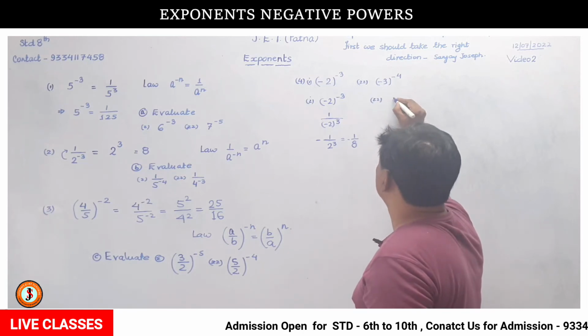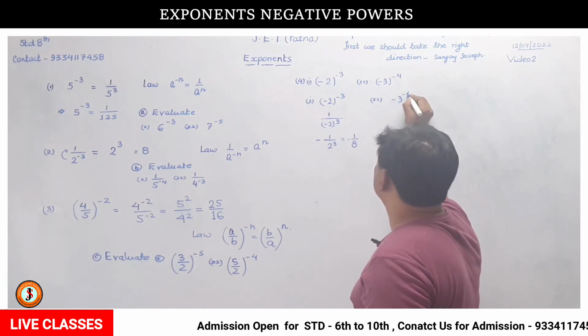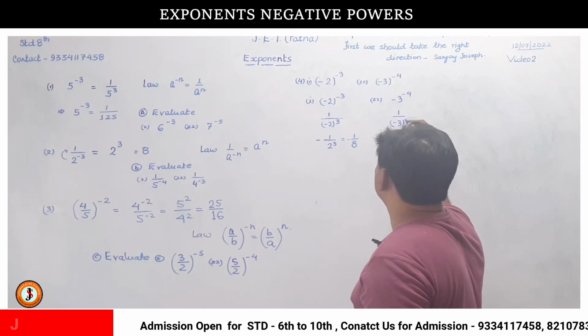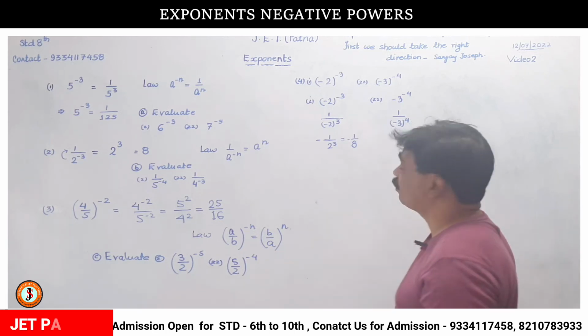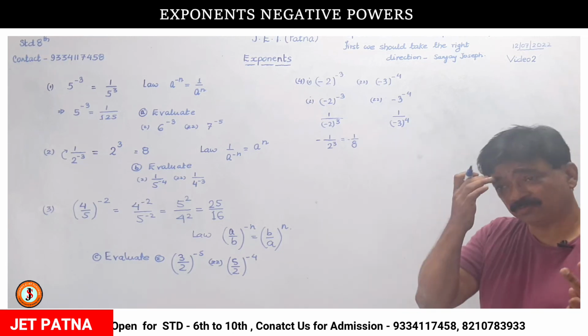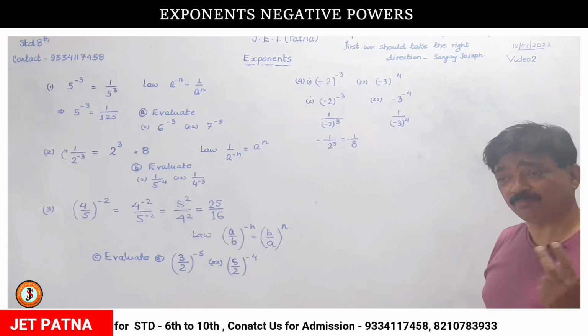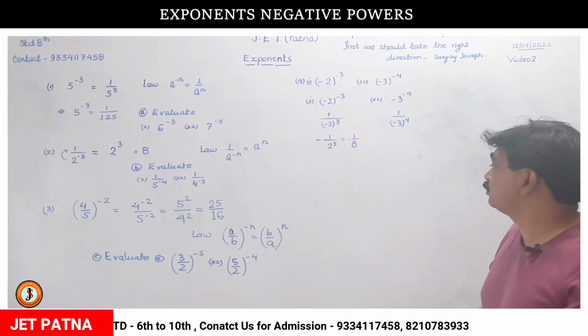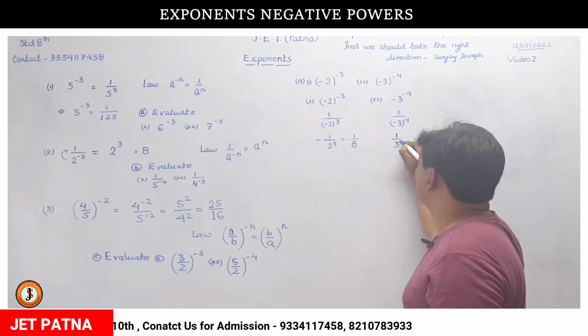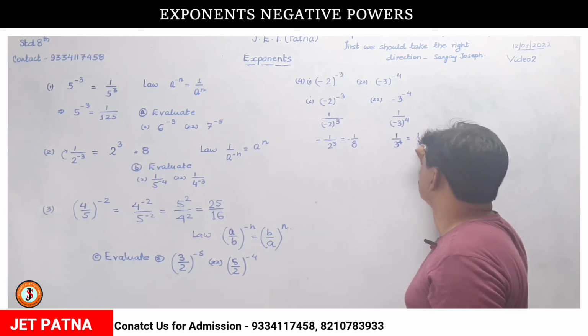But question number 2, have a look. What will happen? Minus 3 to the power minus 4. Now this becomes 1 by negative 3 to the power positive 4, but the power over here is even. That means 2 negatives always multiplied become positive. So even times means the result will always be positive. So we'll remove the negative sign.